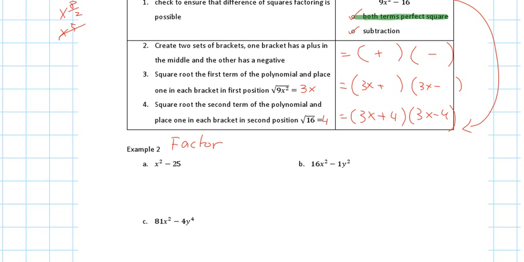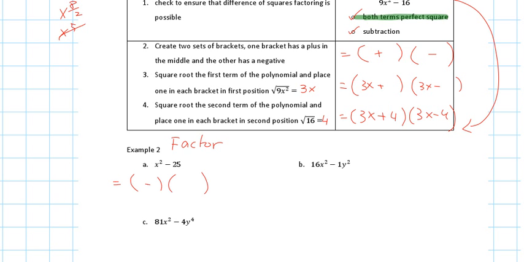So I'm going to create 2 brackets, plus and minus. What do I put in the first one? X. What do I put in the second one? 5. So this is my factored form. Done. Do we understand this? Let's do B together.